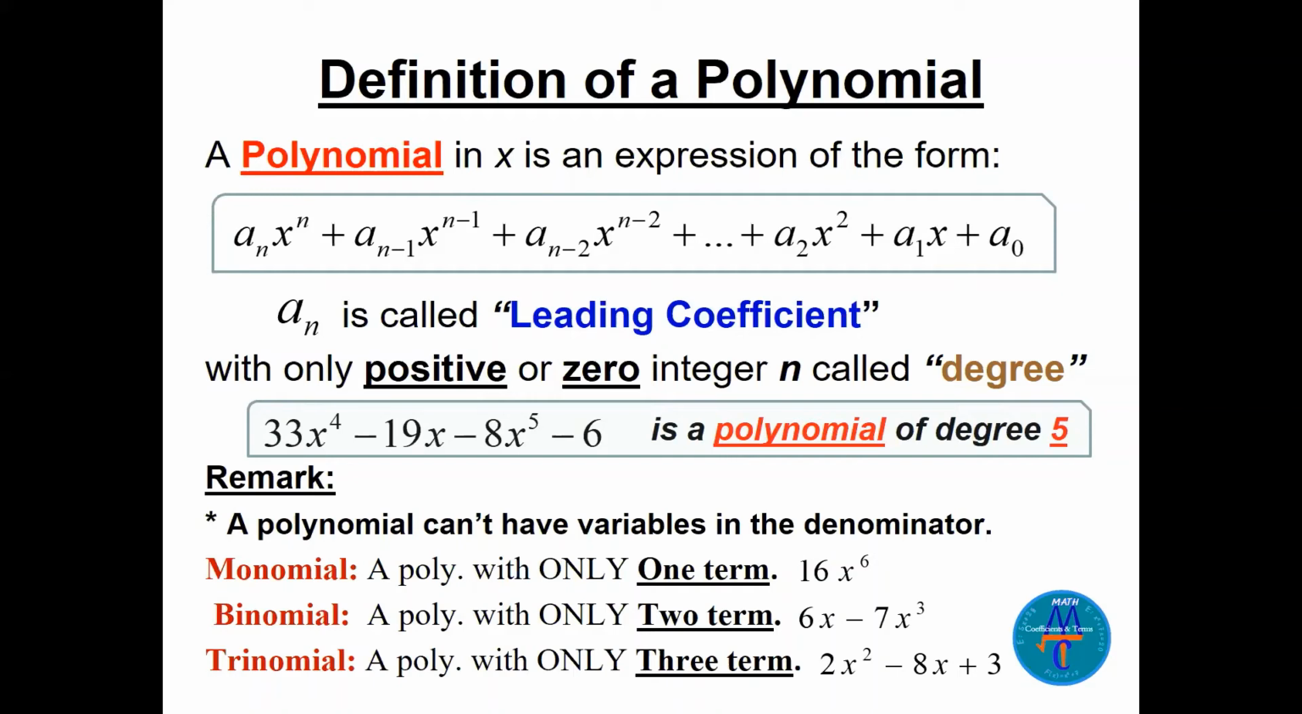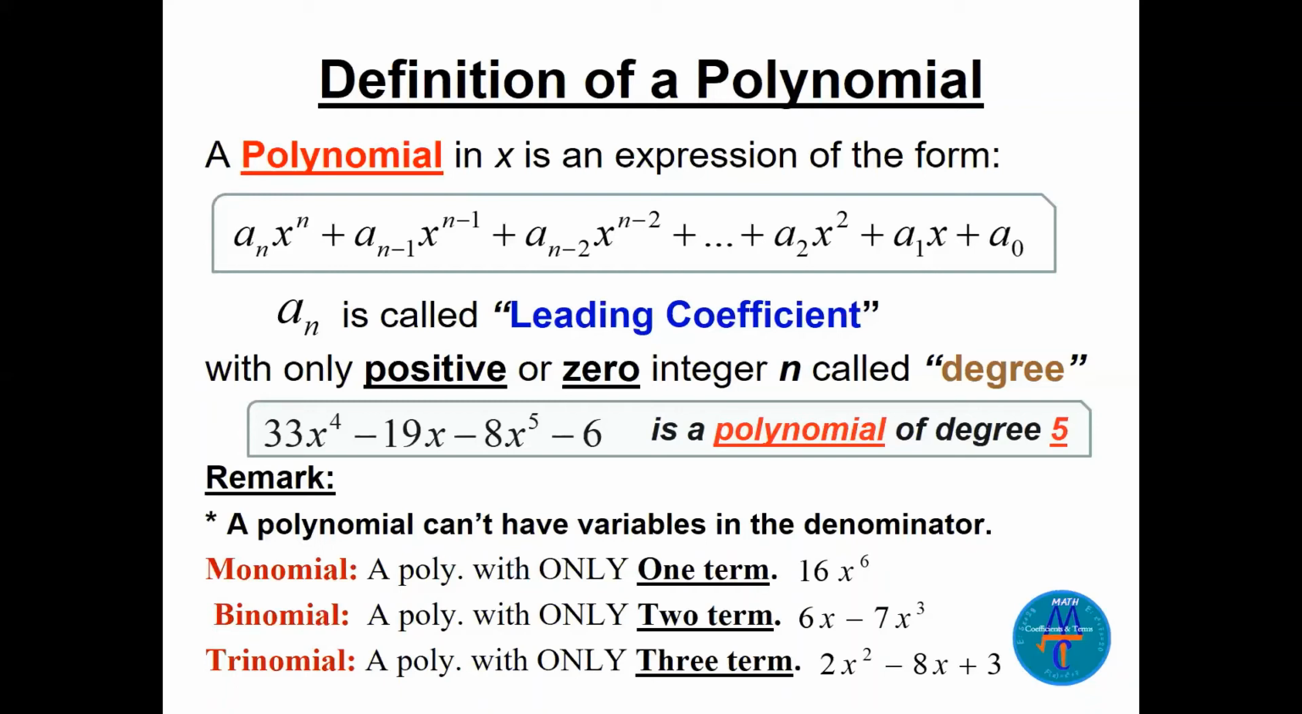And each polynomial has a degree. See the word degree here. Degree is the highest power, so we call it degree. Now the degree here is 5. It can be in any place, it should not be at the beginning. See, 4 here, 33x to the power 4. We look for the highest power, 5. So this is the degree.